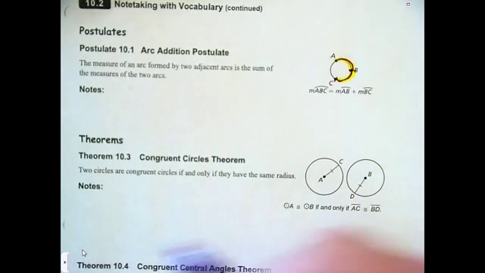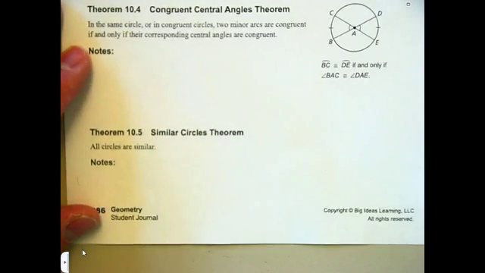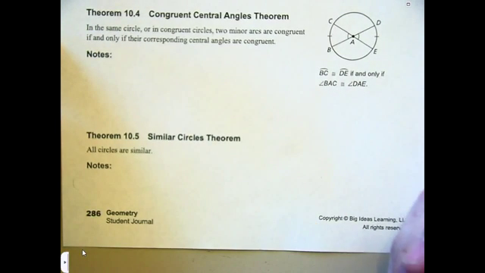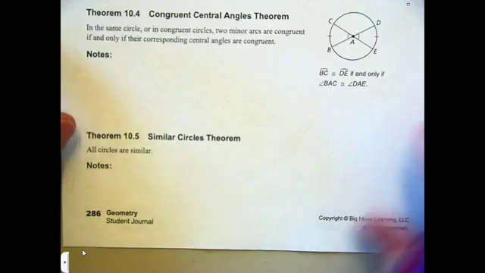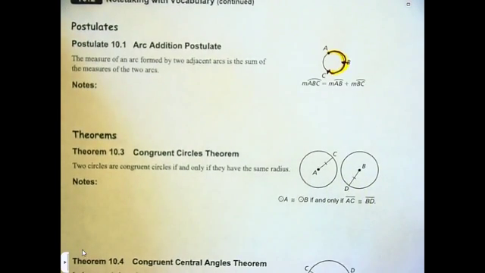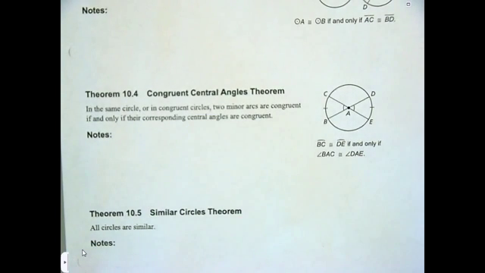Congruent circles theorem: 2 circles are congruent if and only if they have the same radii. So if they have the same radii, then they're congruent. However, and I'm going to skip to theorem 10.5, all circles are similar. Congruent circles have the same radii. All circles are similar. They may just be a different size. They're always the same shape. They always have 360 degrees. And then theorem 10.4, congruent central angles theorem.